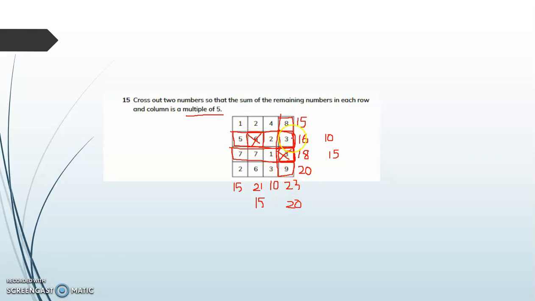Now, when we check the sum of every row and column, you can see it is all multiples of 5. We have identified the two numbers that we have to cross out. When you find the sum of the rows and the sum of the columns, you will see that all the sums add up to a multiple of 5. So, I hope it is clear how we did this.